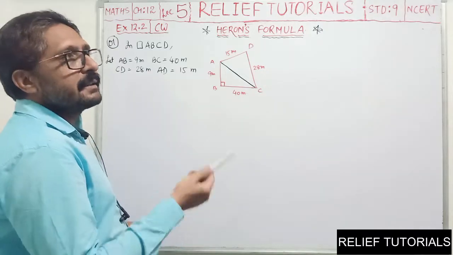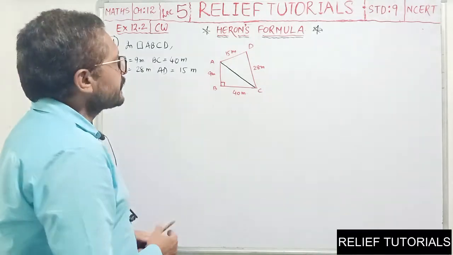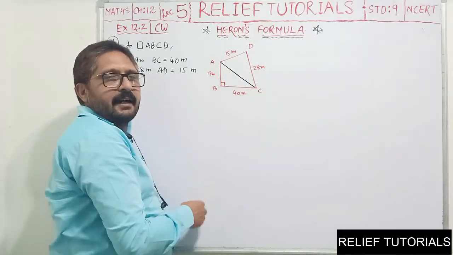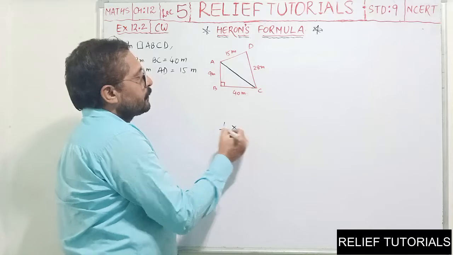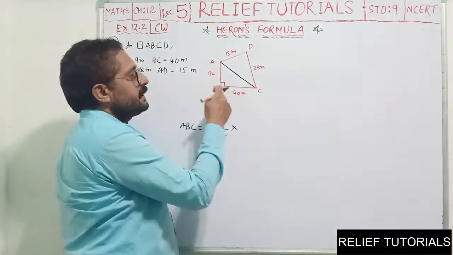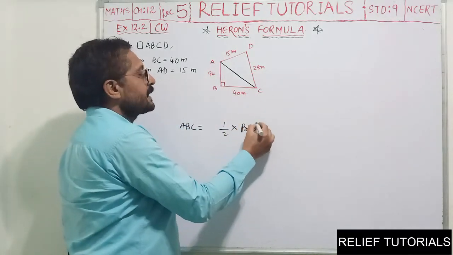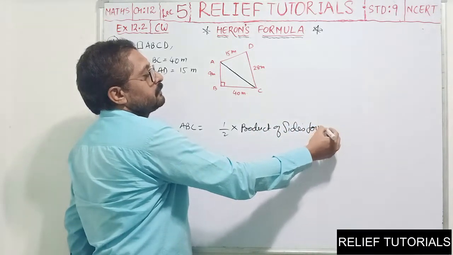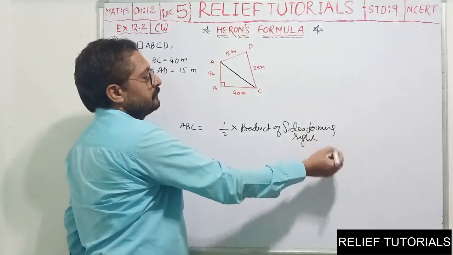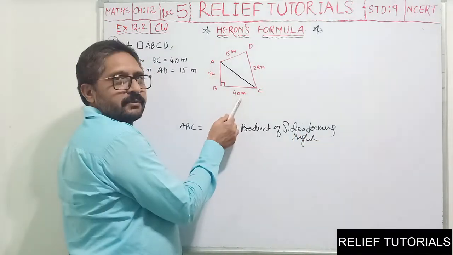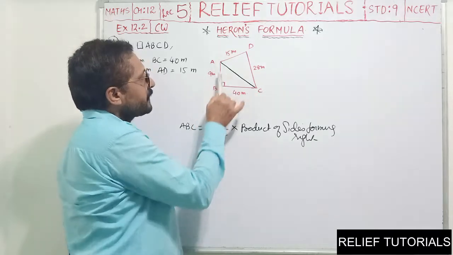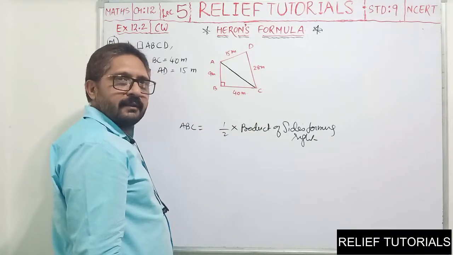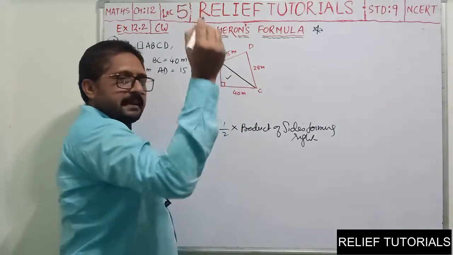So why is it necessary to find AC? Okay, see here. This is a right angle triangle, so we can find the area of a right angle triangle. How? Half into the product of the sides forming the right angle. So we have these two sides which form the right angle, so we can find the area of triangle ABC just by the normal formula. No need of applying Heron's formula. So we can get the area of this triangle ABC.